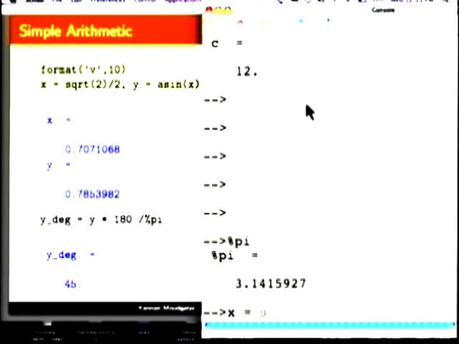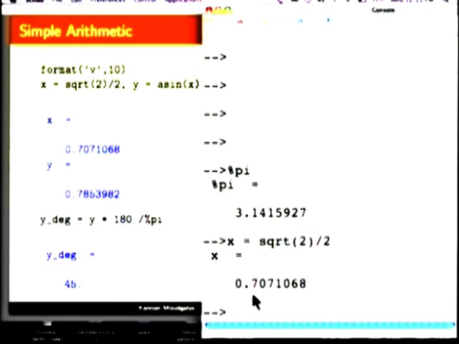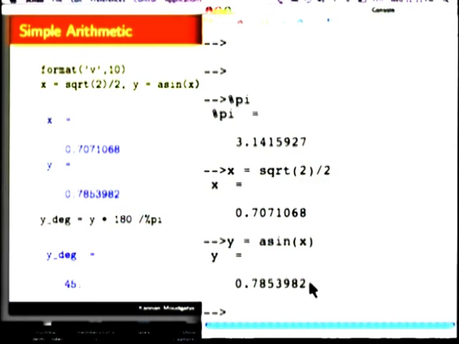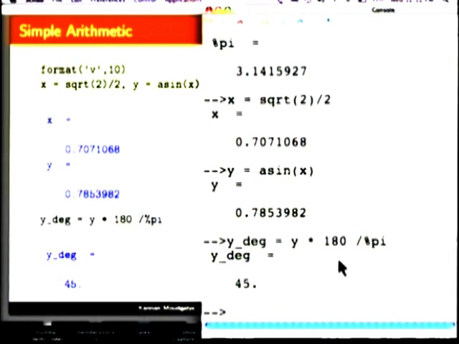So let's do this calculation. X is equal to square root of 2 by 2, which is 0.707. And then y is asin, a stands for arc, right? So let me do that. So it has given the same thing. Then I say that y underscore degree equals y multiplied by 180 divided by percent pi. It's 45 degrees.